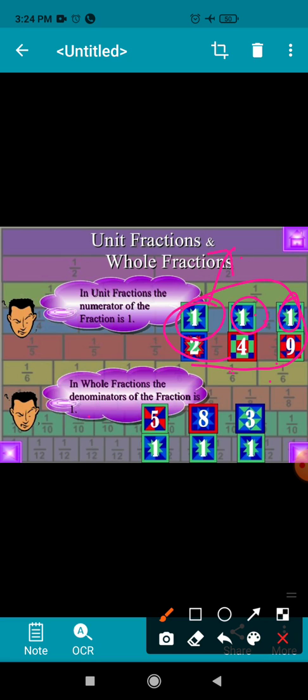And children, in whole fraction, the denominator is always 1. 5 by 1, 8 by 1, 3 by 1. These all are known as whole fractions. 5 by 1 means 5 whole, right?